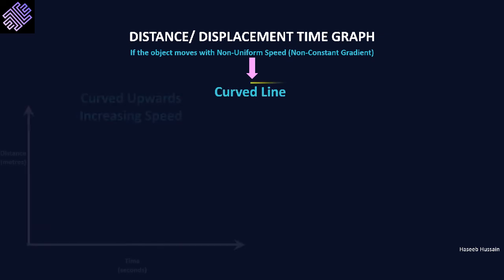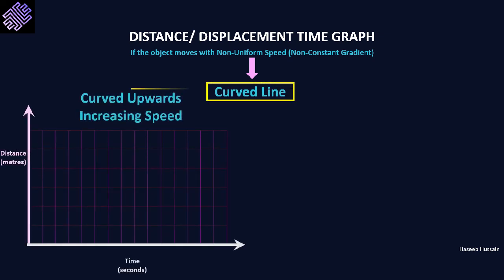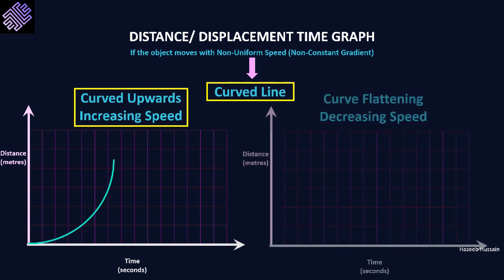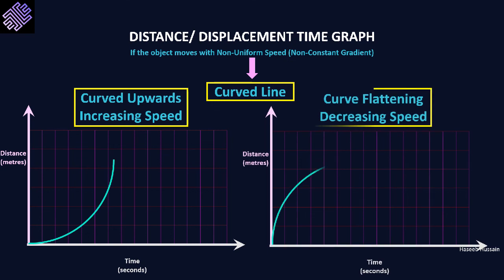If the speed is increasing over time, in other words, object is accelerating, then the graph is curved upwards. This shows the gradient is increasing. If the speed is decreasing over time, in other words, object is decelerating, then the graph is a curve flattening off. This shows the gradient is decreasing.